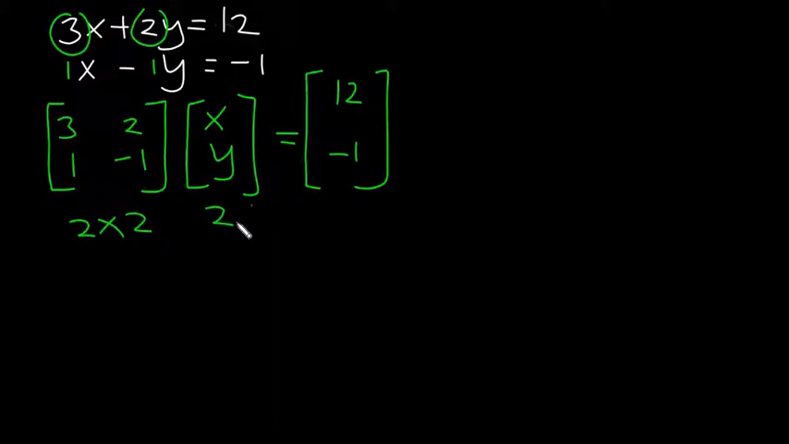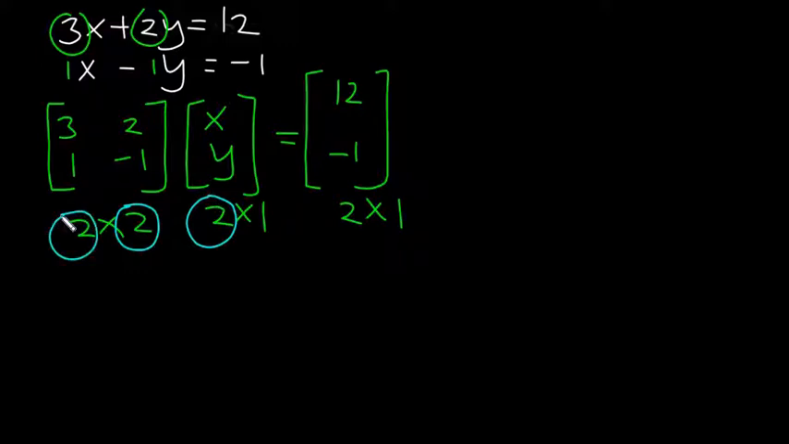So we said that for us to multiply two matrices, these are 2 by 2 matrix, these are 2 by 1 matrix, and these are 2 by 1 matrix. Remember, for us to multiply two matrices, the number of columns of this matrix must be equal to the number of rows of this other matrix, and the product that we're going to get will be a 2 by 1 matrix. We also said that we multiply a row by a column.